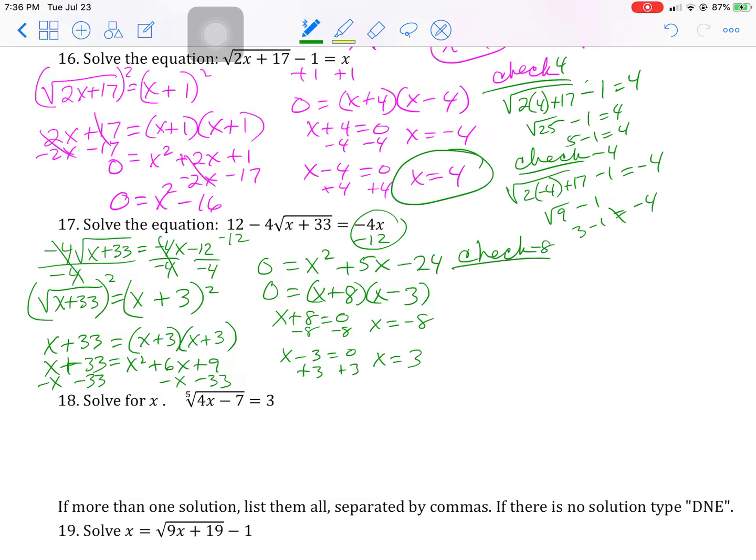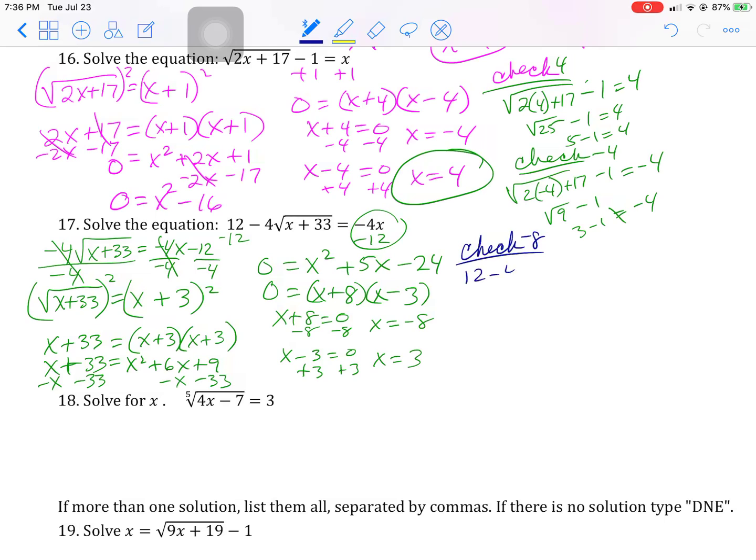So probably the negative 8 is not going to work, but let's check. I would say frequently the negative number isn't going to work, so it needs to be checked, but you have to check both of them. Where was I? Let's do a different color. Let's do blue. All right, check negative 8.